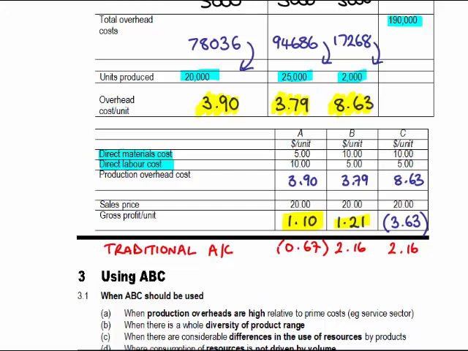But really product C is the major one where there's a huge difference, because we did think it was making us a big profit. We thought we were making $2.16 from each unit of product C, when actually it's incurring us $3.63 loss. Now, we may have spent loads of money on marketing that product, and that would clearly be the wrong thing to do because it's losing us money hand over fist.